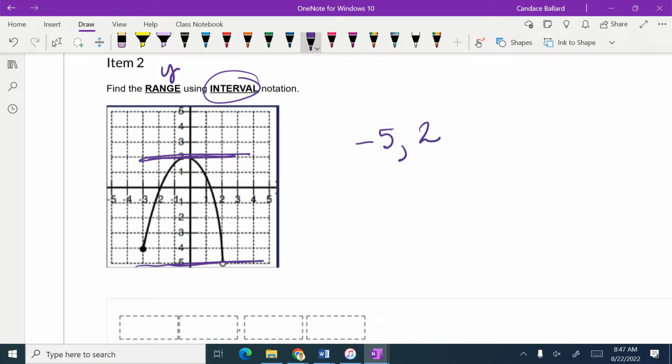What is my biggest Y value? 2. Is my -5 open or closed? Open. So should I have a parenthesis or a bracket? Parenthesis. My highest Y value, is it open or closed? Closed. I've got a solid there, so it's closed. So am I going to do a parenthesis or a bracket? Bracket.